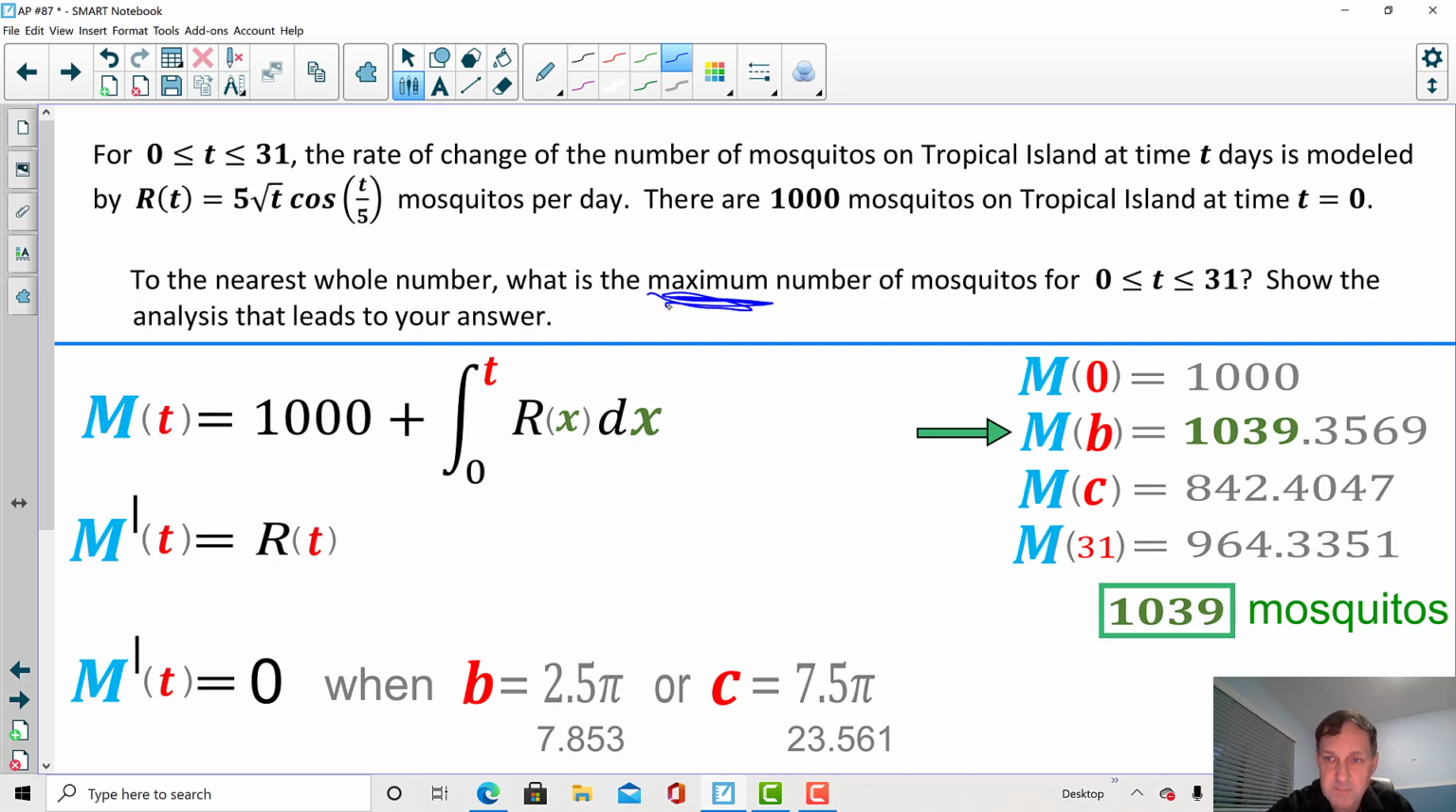Don't forget, our question wants to know the maximum. What is the maximum number of mosquitoes on the island? So that would be the y value. That would not be the time, but it would be the y value, and they want us to round it to the nearest whole number. So we're just going to say 1039.